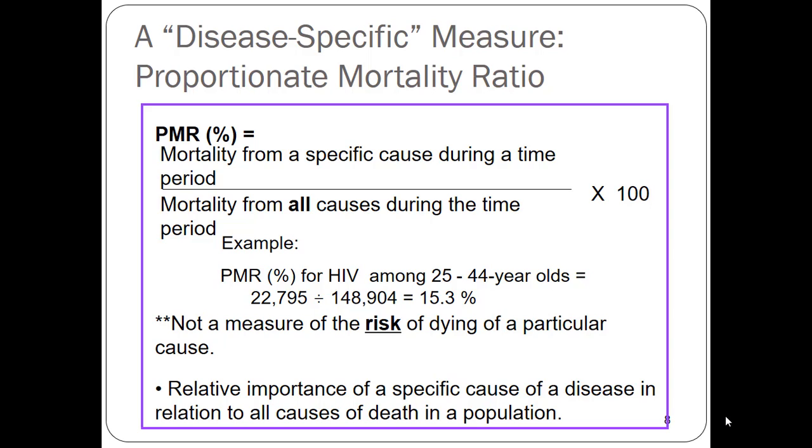This is not a measure of the risk of dying of a particular cause. The relative importance of a specific cause of a disease in relation to all causes of death in a population is what is shown by the proportionate mortality ratio.